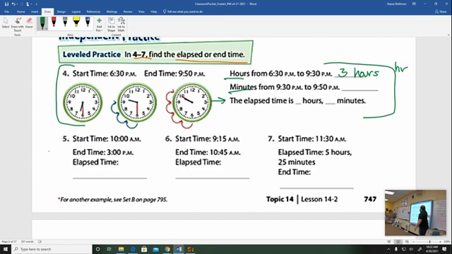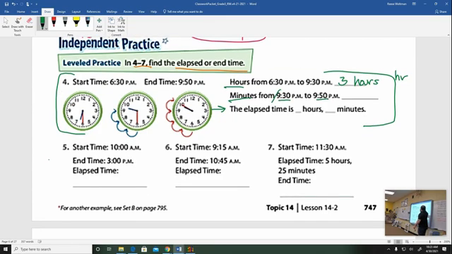Minutes from 9:30 to 9:50. Now pay attention. It says 9:30 to 9:50. Now you know you're not even looking at hours now. We already figured out hours. We're looking at minutes only. So what is 9:30 to 9:50? How many minutes are between 9:30 and 9:50, Allie? 20 minutes. Now you can write minutes out or you can put min. That also means minutes, okay?